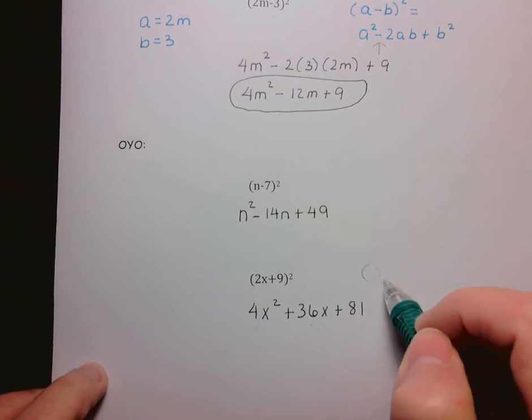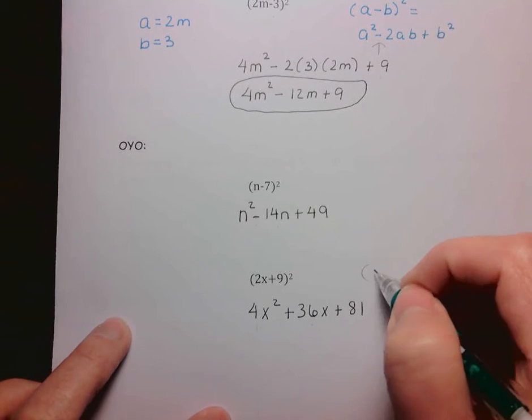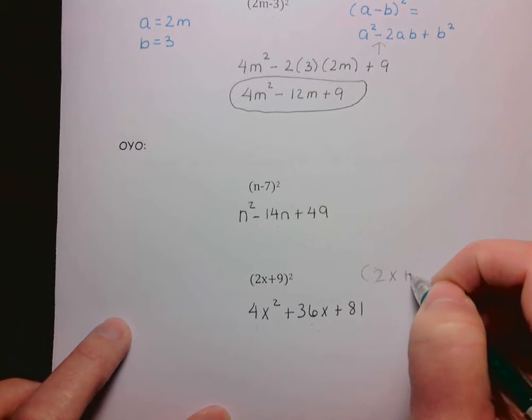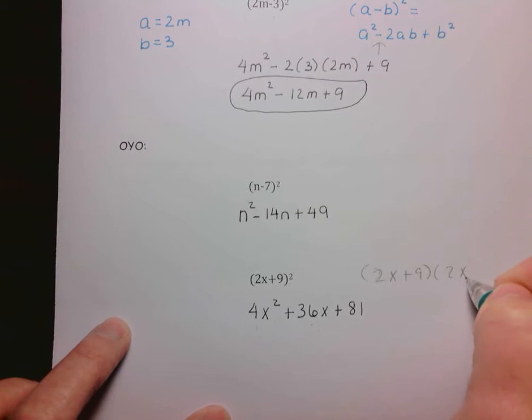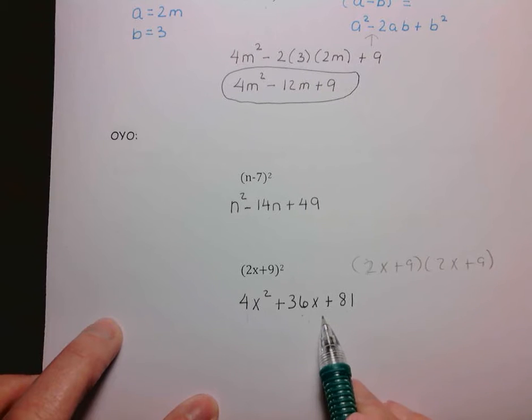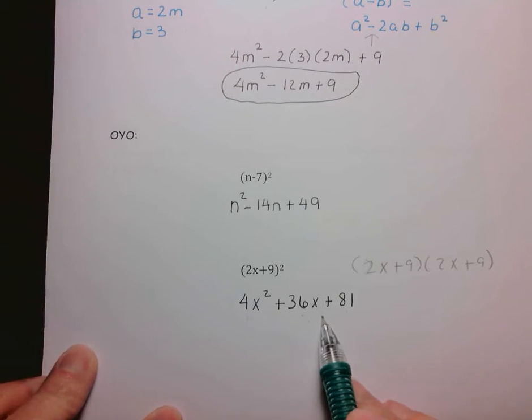Go ahead and go through this process once. And look how 2x plus 9 times 2x plus 9, once you FOIL that out, see how that turns into this.